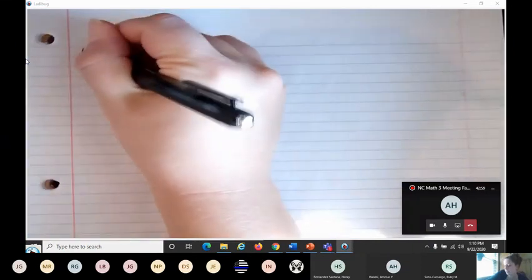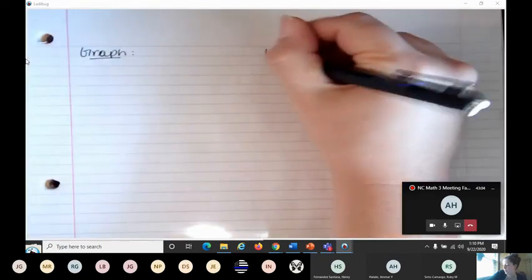So again, there are the 3 ways we can check, we can look at the graph, we can look at a table.